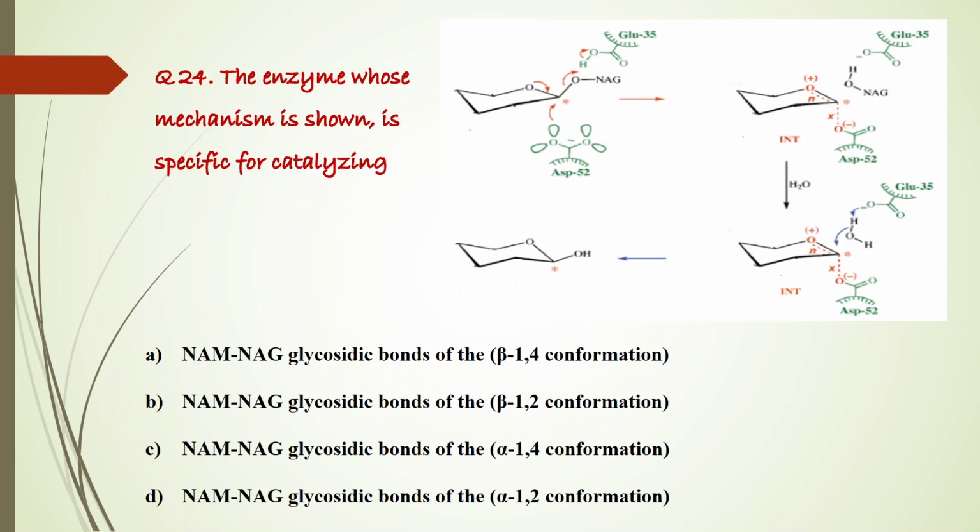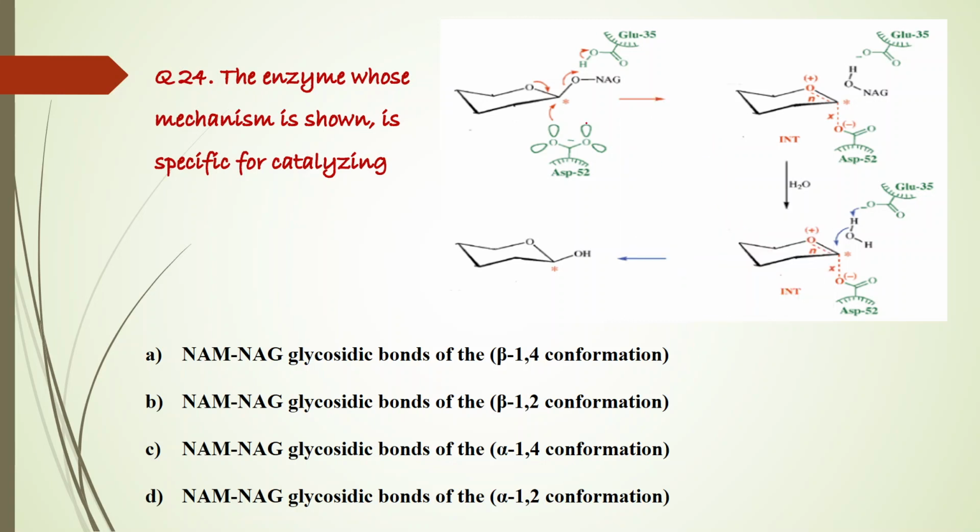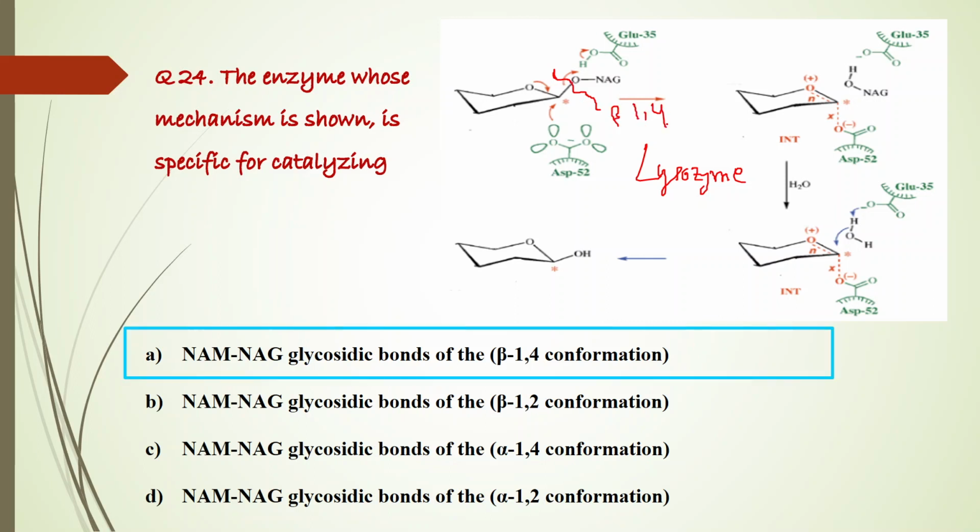So what lysozyme does is break the glycosidic bond that is shown here, between NAM and NAG, and the conformation of the bond is beta 1,4. So the correct option for lysozyme: first of all, our correct enzyme that is working is lysozyme, which does break this beta 1,4 glycosidic bond. So the correct option for question number 24 should be A.